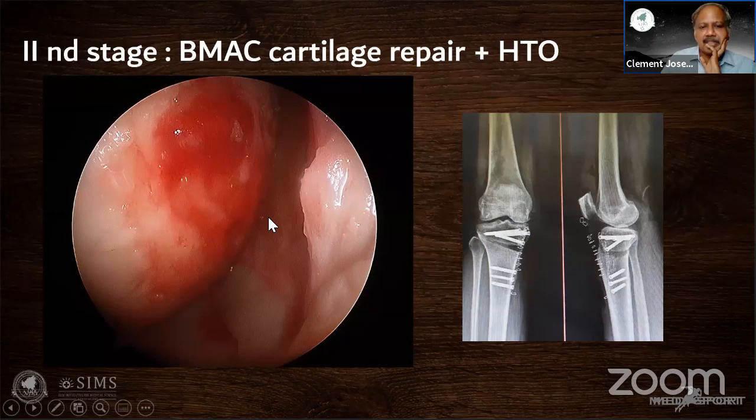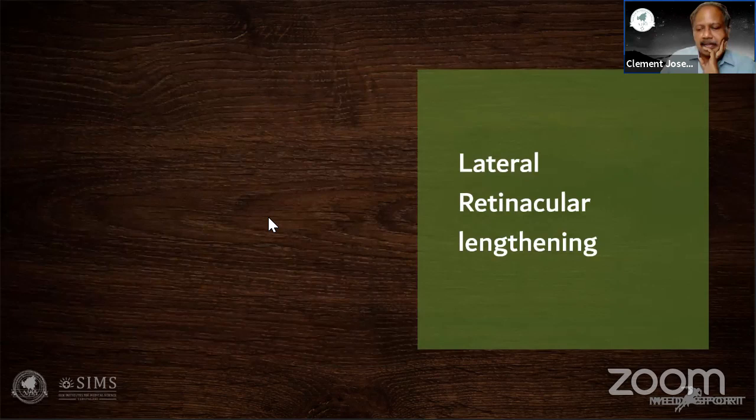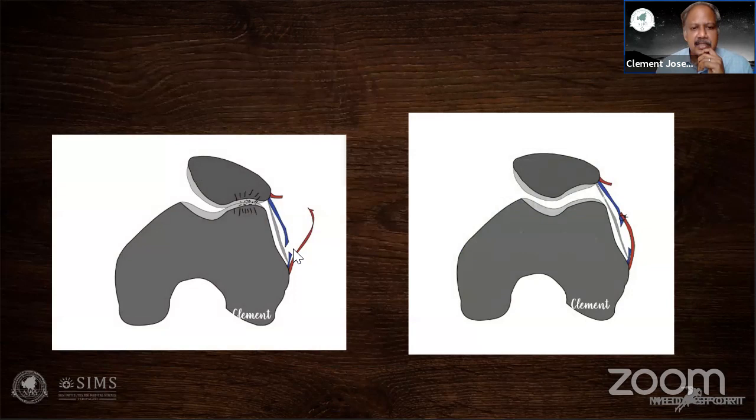Coming to the next procedure, the lateral release is a very useful procedure, but nowadays a lot of people prefer lateral retinacular lengthening because of its advantages. So here you can see the retinaculum is divided in two layers, a superficial layer divided close to the patella and the deep layer divided 2 centimeters lateral to the patella, and then the knee is bent to 85 degrees and these two layers are sutured.